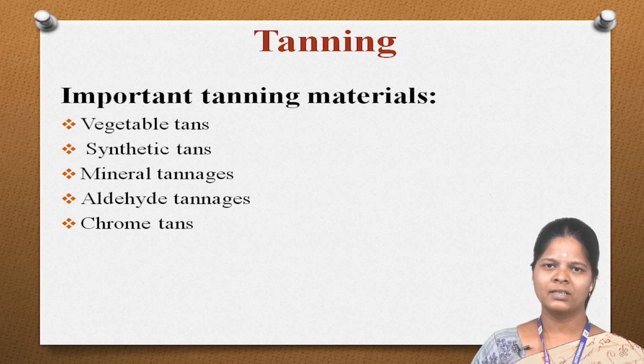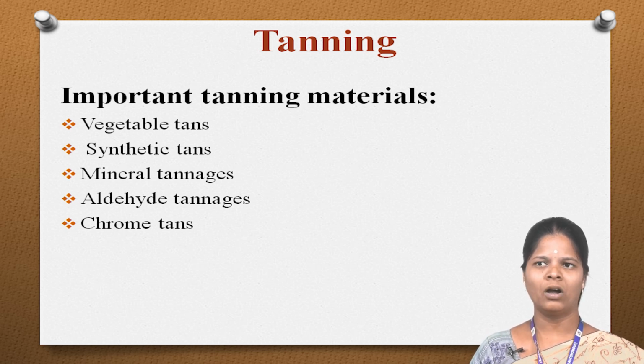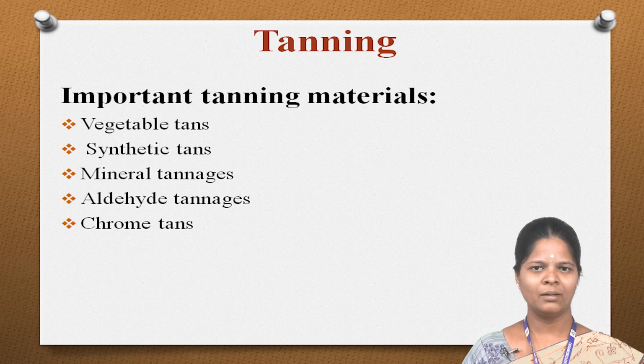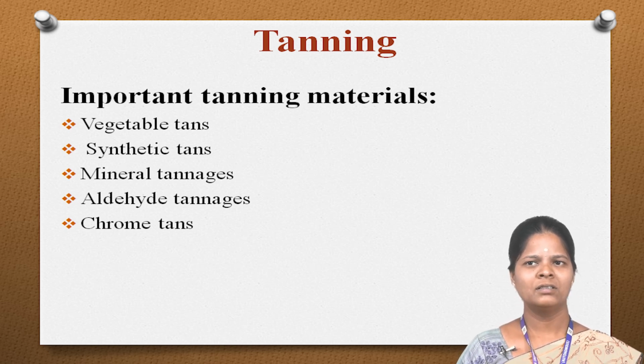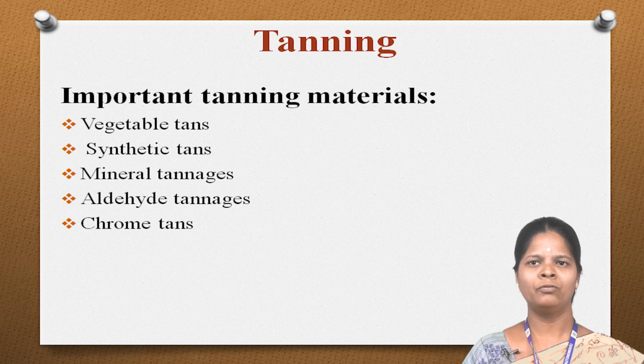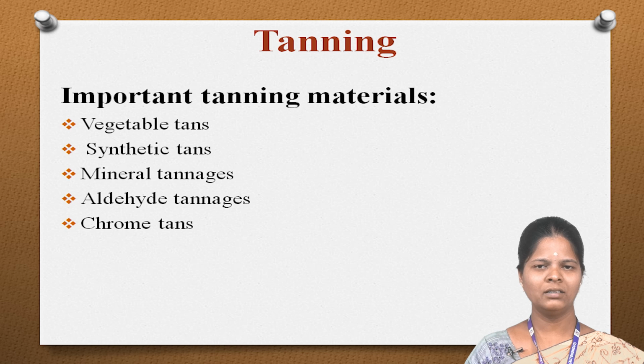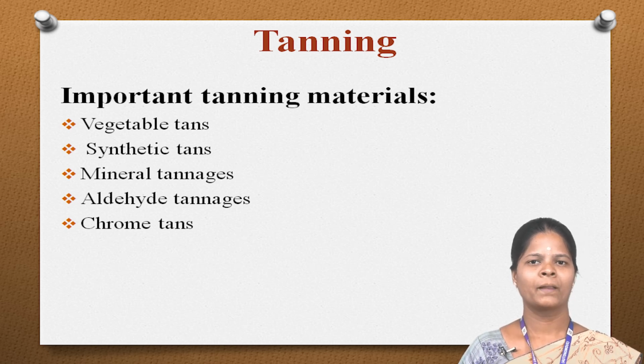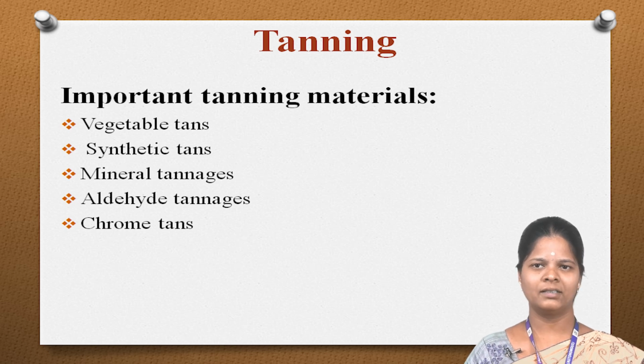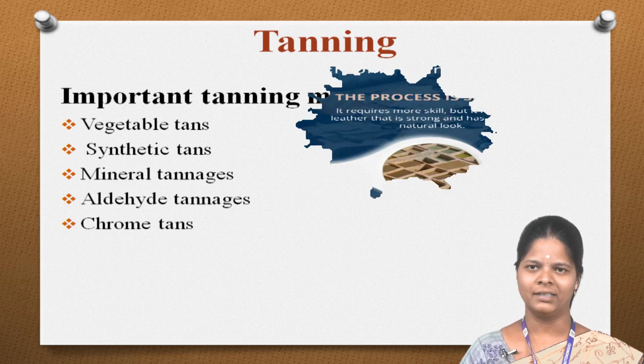The tanning process converts the protein of raw hide or skin into a stable material which will not putrefy and is suitable for a wide variety of purposes. Tanning makes hide and skin dry and soft and does not allow the skin to swell when wetted back. The skin is now called leather. Some important tanning materials are vegetable tannins, synthetic tannins, mineral tannins and aldehyde tannins.